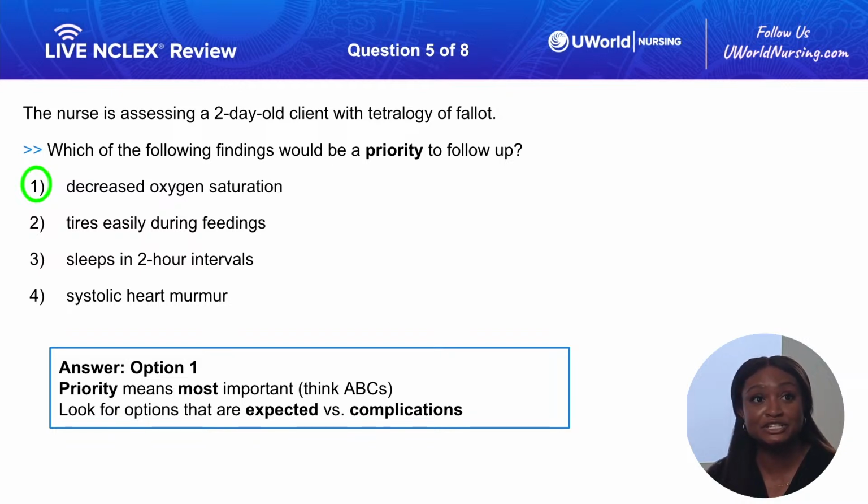Option 3, sleeps in 2-hour intervals. Again, expected of a 2-day-old newborn. They're not going to be awake for very long. And then option 4, systolic heart murmur. This is an expected finding, especially with the Prioritization fellow, which is a congenital heart defect characterized by pulmonary stenosis, right ventricular hypertrophy, and overriding aorta and ventricular septal defect. So those 4 things compile to categorize a Prioritization fellow.